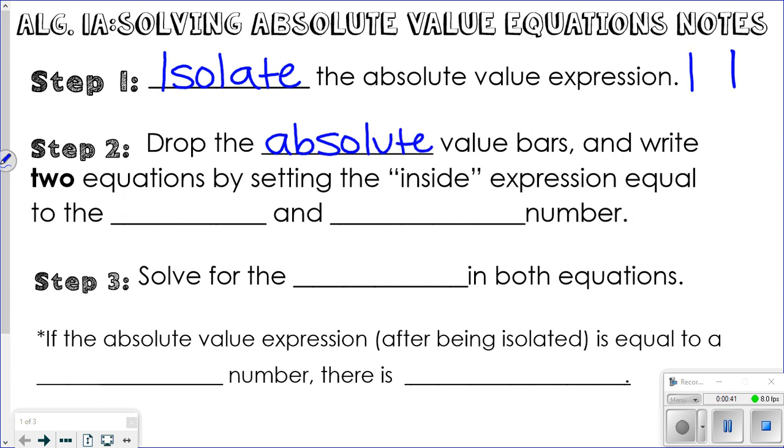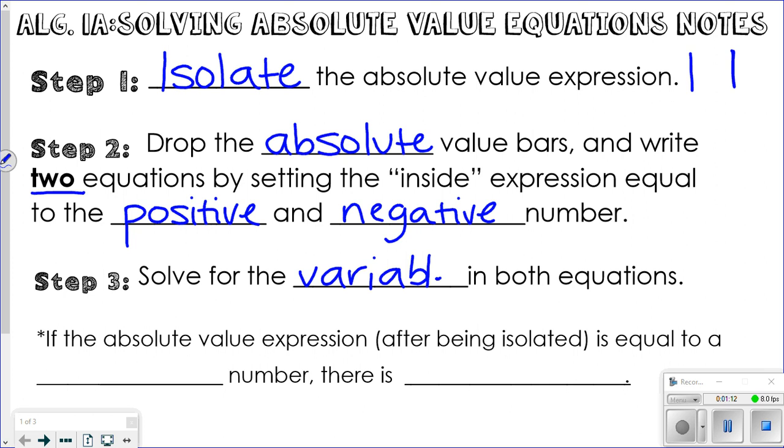And we're going to write two equations by setting the inside expression, what we have left after we drop the bars, equal to the positive and negative number. So what that means is we need two equations, so we're going to have two answers. Step three, solve for the variable, which usually is going to be x in both equations.